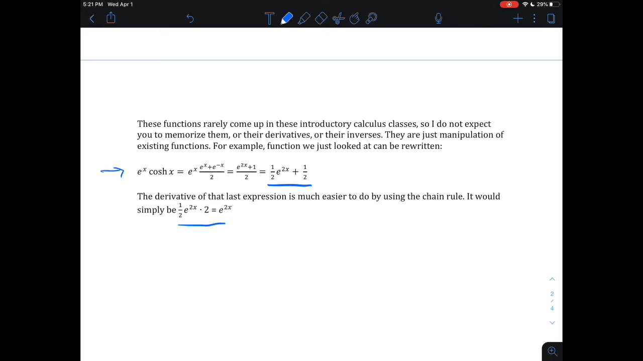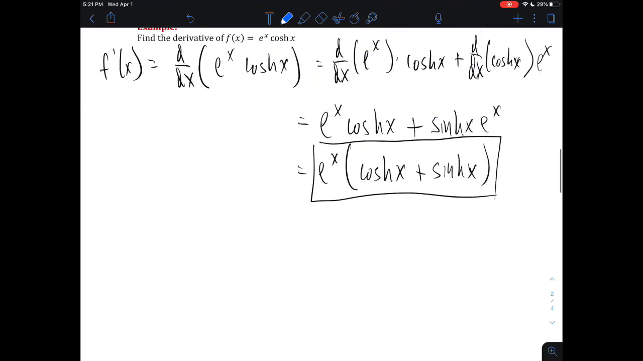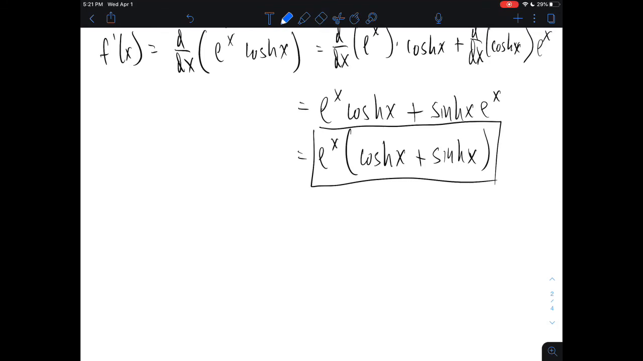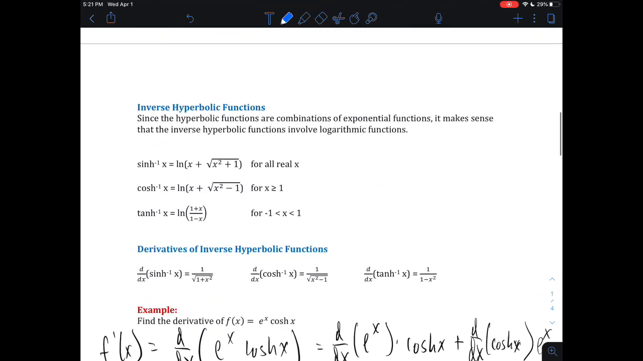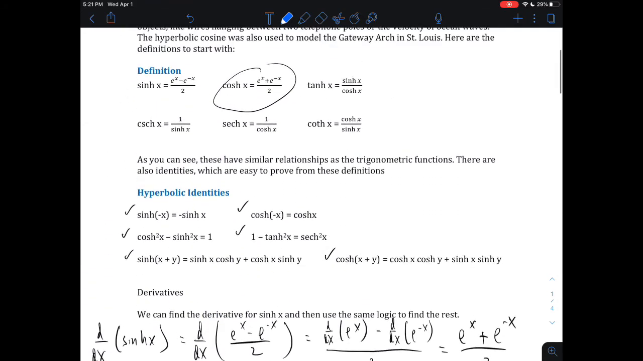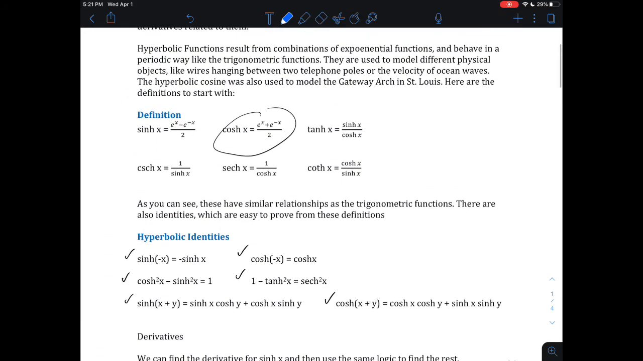So it turns out that the derivative has a couple of different forms. There's e to the 2x, and there's also e to the x times hyperbolic cosine plus hyperbolic sine. If you want to see why those two are connected, we can just go back to our first answer and combine what we had for hyperbolic sine and hyperbolic cosine. You can see that you're just going to be adding those two.